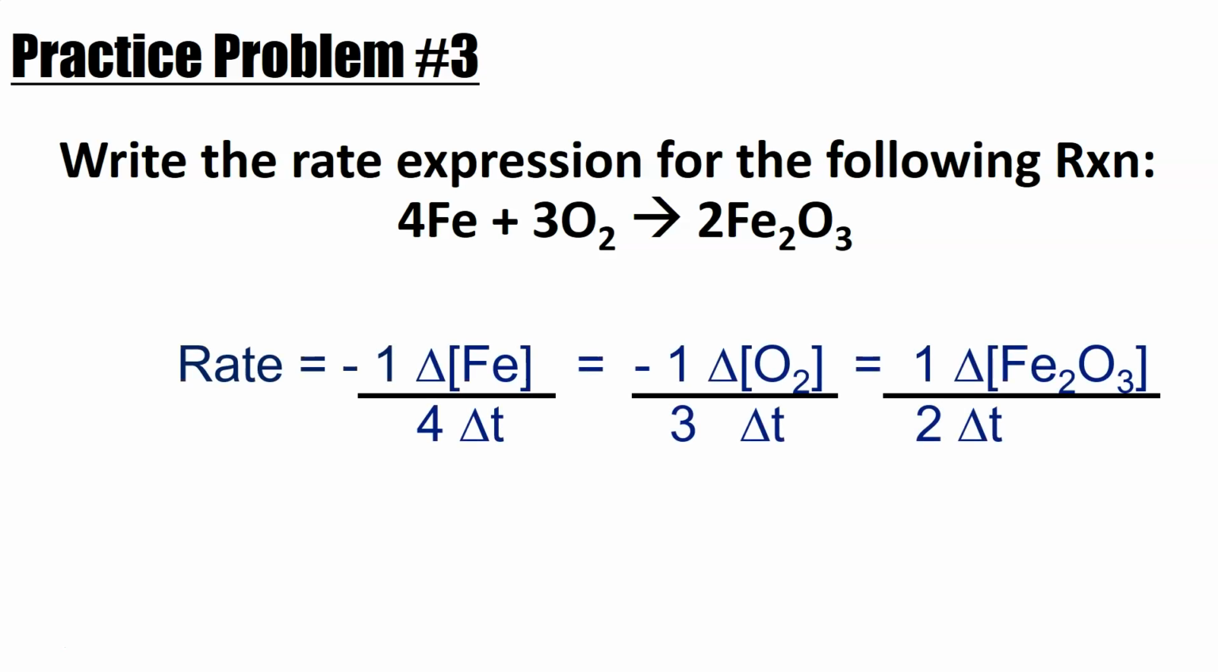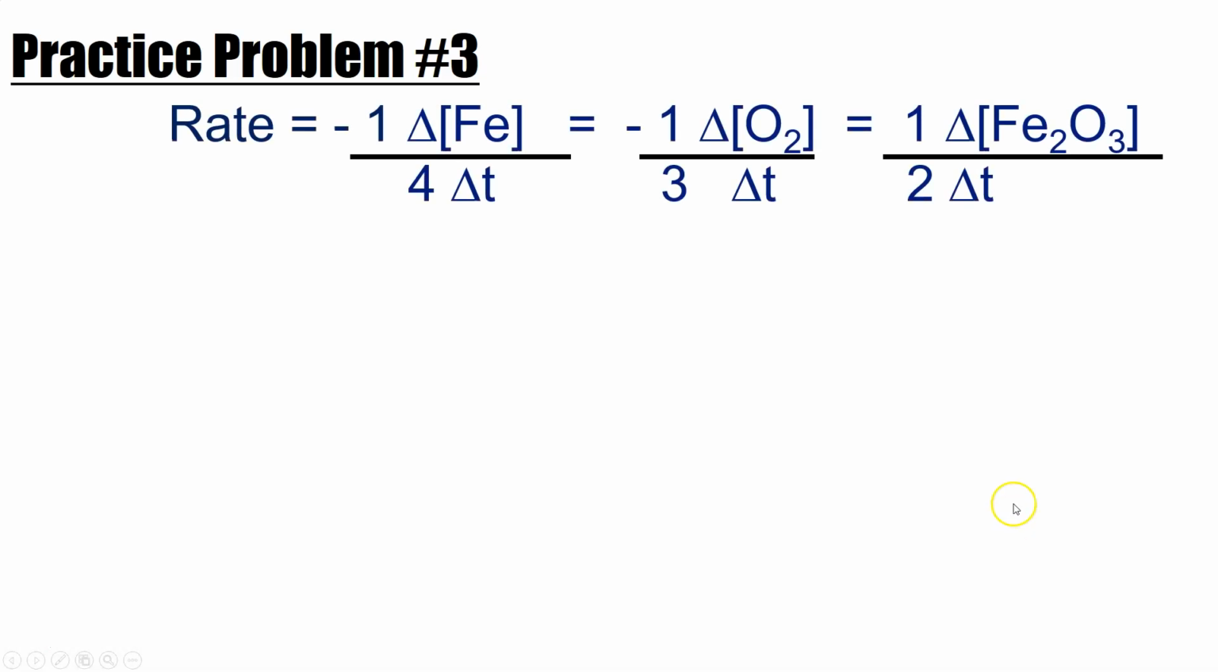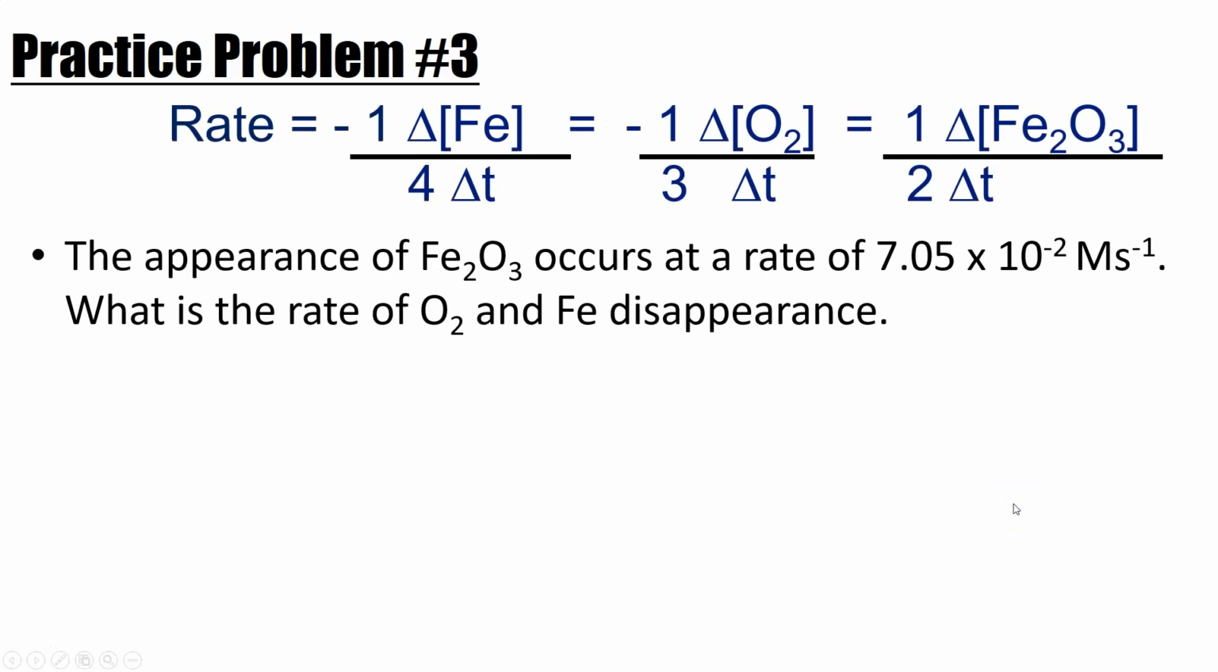All right, we have negative reactants, positive products, deltas over deltas, and dividing by coefficients. Let's use that. They tell us the rate of appearance of our product, and we want to know what the disappearance rates for the reactants are. Start by trying to find the rate of disappearance of oxygen. Do the oxygen first. Go ahead and pause.